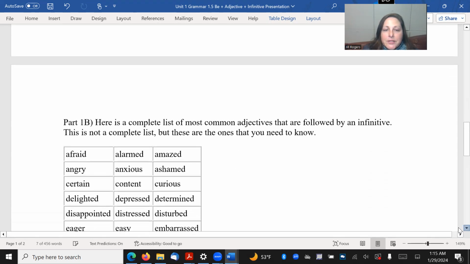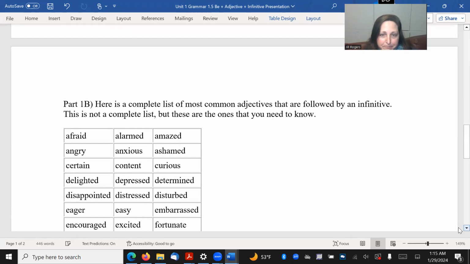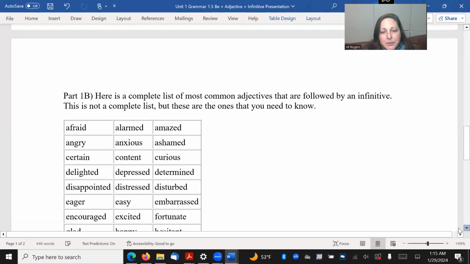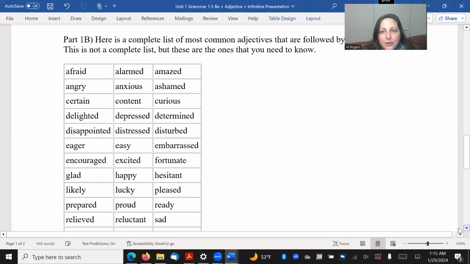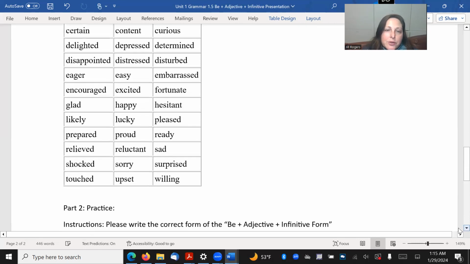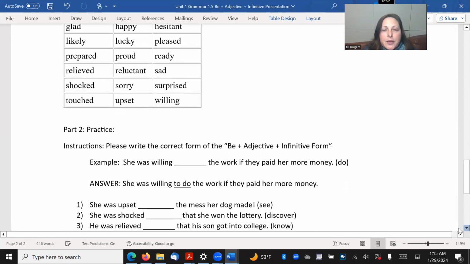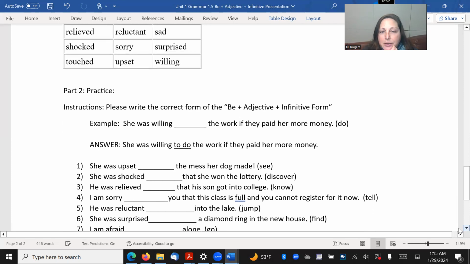All right. I do have for you a resource. This is just a list that I got from a teacher a long time ago, and I liked it because it's a list of the most common adjectives followed by an infinitive. It's not a complete list, but if you know these, you'll be good. I don't want you to memorize the vocabulary, but if you do just look up these words and try to start using them, especially the ones in our examples, they'll help you to be better in your writing.